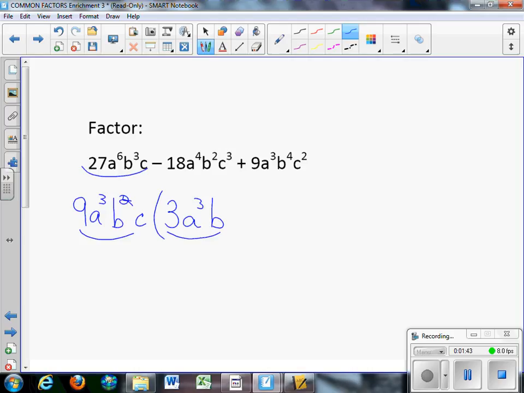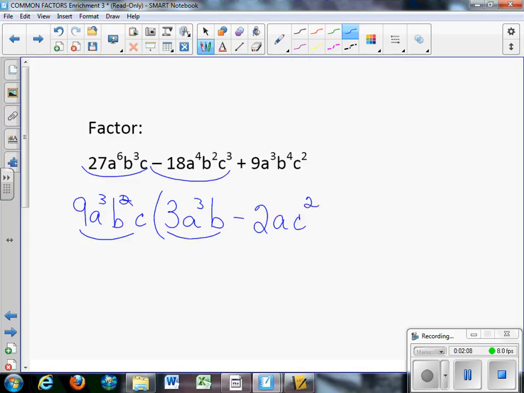Then my next term, if I take the 9a cubed b squared c out of the second term, I'd be left with negative 2, because negative 18 divided by 9 is negative 2. A to the 4th divided by a cubed leaves me with 1a. B squared divided by b squared leaves me with no b's. And then c cubed divided by c leaves me with c squared.